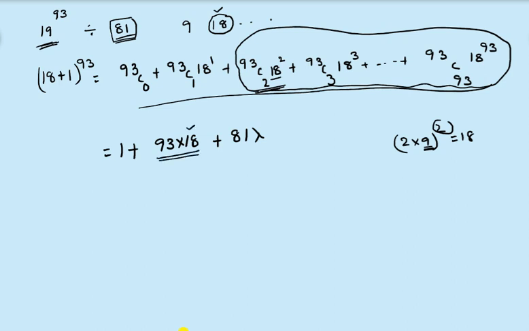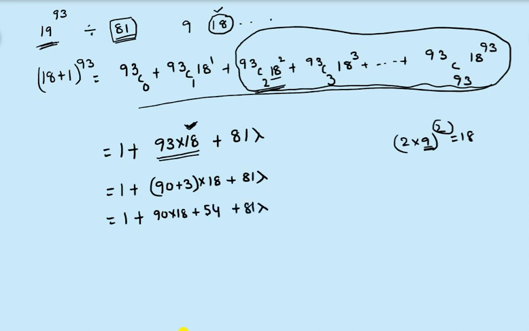Sir, what about here? Here only 9 is there one time. So we have to search for 9 one more time here. 1 plus this 93 can be written as 90 plus 3, into 18, plus 81 lambda. So we can write this further as 1 plus 90 into 18 plus 54 plus 81 lambda.